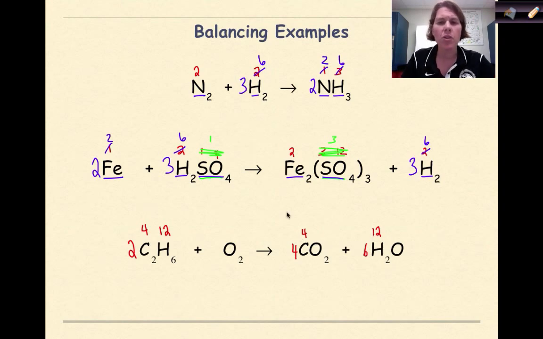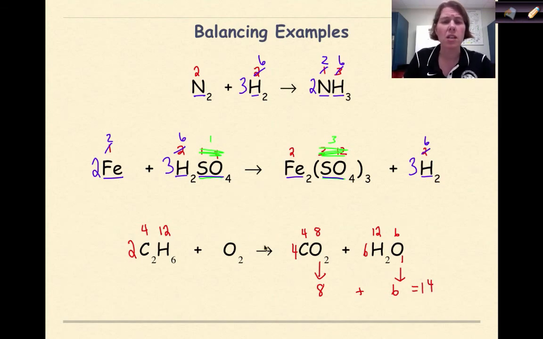And then finally, I'm going to look at the oxygens. So 4 times 2, that gives me 8 oxygens. 6 times, again, are 1. So 6 times 1 will give me 6. So I'm going to bring that 6 down here. And 8 plus 6 gives me 14. That's an even number. That's good. I can use 14. So that just means a coefficient of 7 in front of the O2. And then I'm going to take a moment and double check everything one more time.